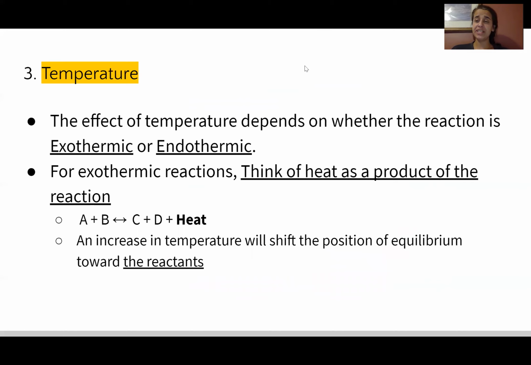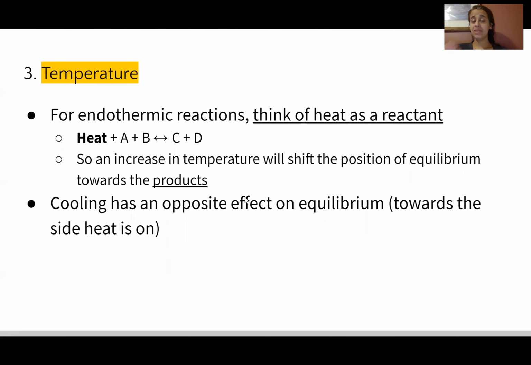So temperature is our final factor that's going to affect the equilibrium. The effect of temperature depends on whether the reaction is exothermic or endothermic. For exothermic reactions, think of heat as being a product. For example, if this is our equation and we know that it's exothermic, think about heat as being a product because we're giving off heat. Exo, heat is exiting, so heat is going to be a product here. So an increase in temperature means that we're adding more heat, and to reduce this change and maintain equilibrium, our equation is going to shift more toward the reactants.